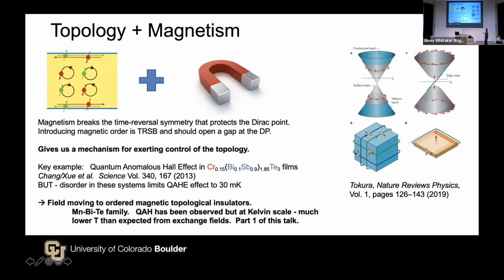So this particular sub-branch of the field is moving to ordered magnetic topological materials with much less magnetic disorder. I'll be talking about these materials in part one of my talk, in particular the manganese bismuth tellurium family. In these, the quantum anomalous Hall effect has been observed at higher temperatures, Kelvin scale, but it's still a much lower temperature scale than we envision might be possible based upon the quite large exchange fields. Okay, so that'll be part one of my talk.